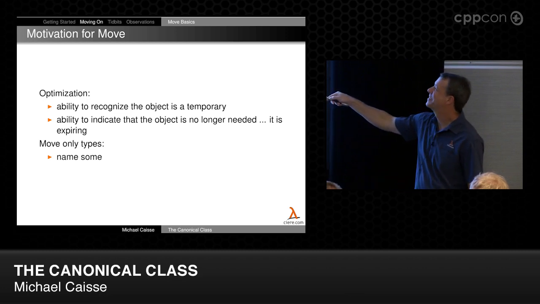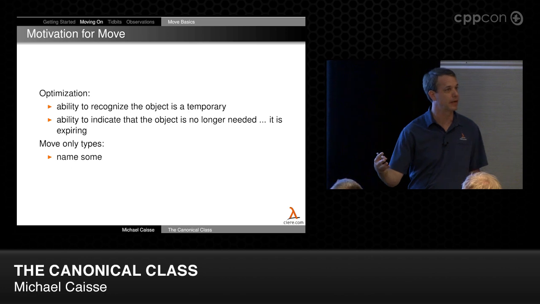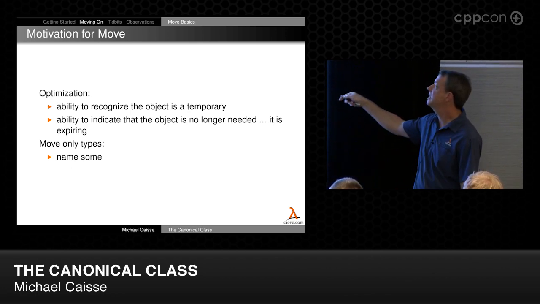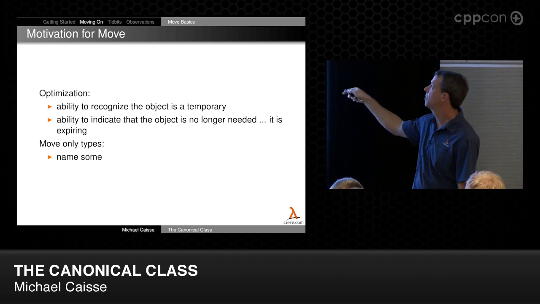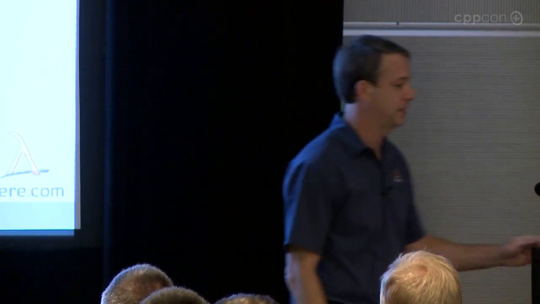And I want you to keep that in mind, because we're going to have an argument here in a moment. So the optimizations are the ability to recognize that the object is temporary, or the ability to indicate that the object is no longer needed. It's expiring. It's going away. The other is move-only types, right? That works out to be pretty nice. Can somebody name some move-only types?